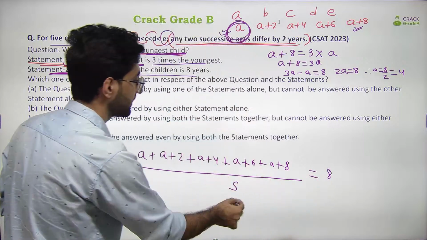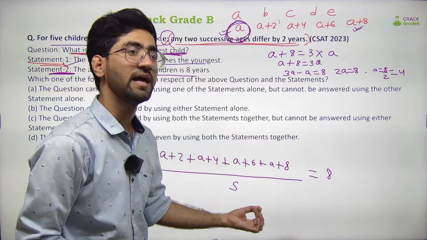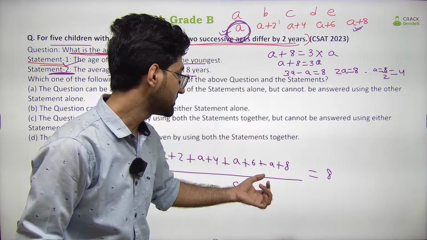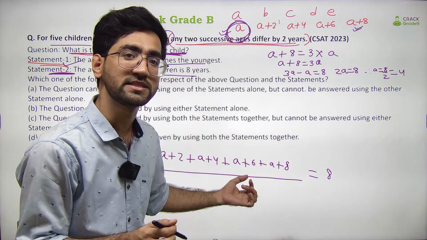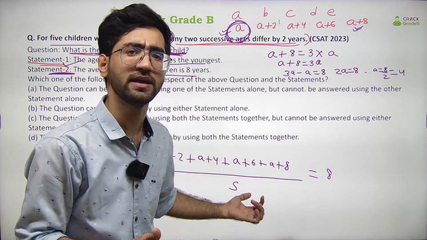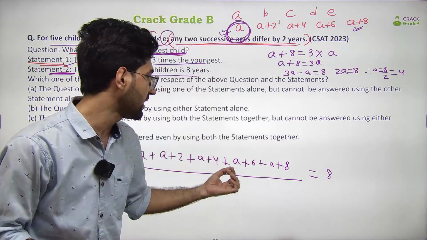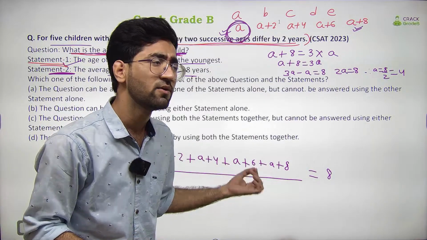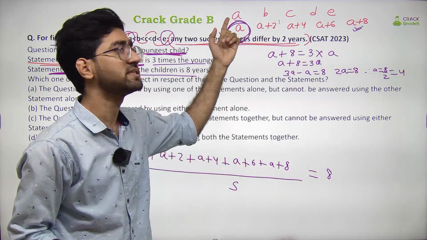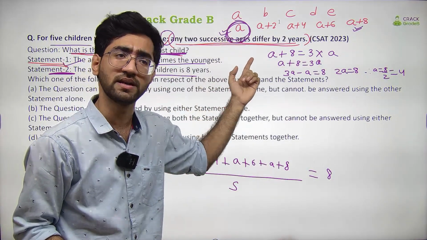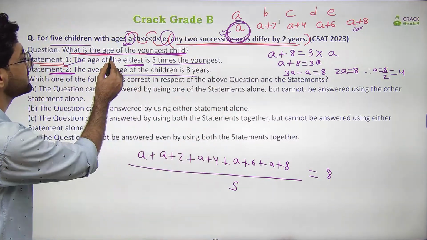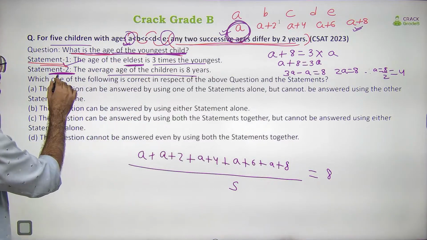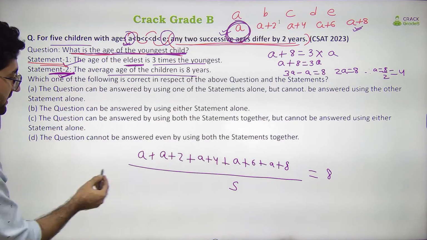So basically, we have found an equation in A. So what does it mean? It means that we can find the value of A easily. And if you can find the value of A easily, what is A? A is the age of the youngest one, right? So you are able to answer what is the age of the youngest child even by using statement 2 alone. Let us solve it completely.